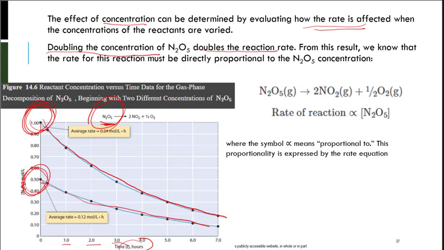And we were able to then measure the rate of the reaction like we did in section 1, and we were able to see that by doubling the concentration, it doubled the rate. We have 0.24 molarity per hour as opposed to 0.12 molarity per hour. From this, we know that the rate of this reaction must be directly proportional to the concentration of N2O5. So we use this symbol to show that the rate of the reaction is directly proportional to the concentration of N2O5. This proportionality is expressed by the rate equation.